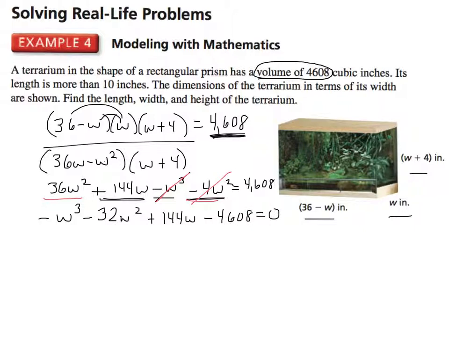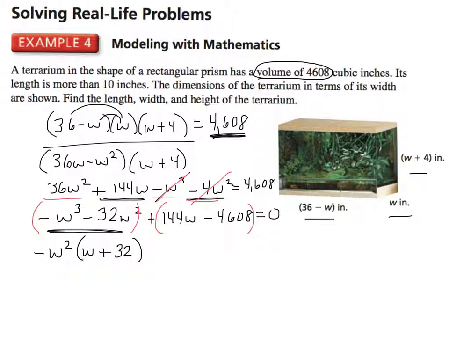Instantly, we have 4 terms. Ugh, and you're like, gross, this looks horrible. It isn't that bad. You have 4 terms, and let's group them together. So what can I take out of negative W to the third minus 32W squared? There's a negative, so I have to take out a negative. I'd take out a negative W squared. That would give me W plus 32.